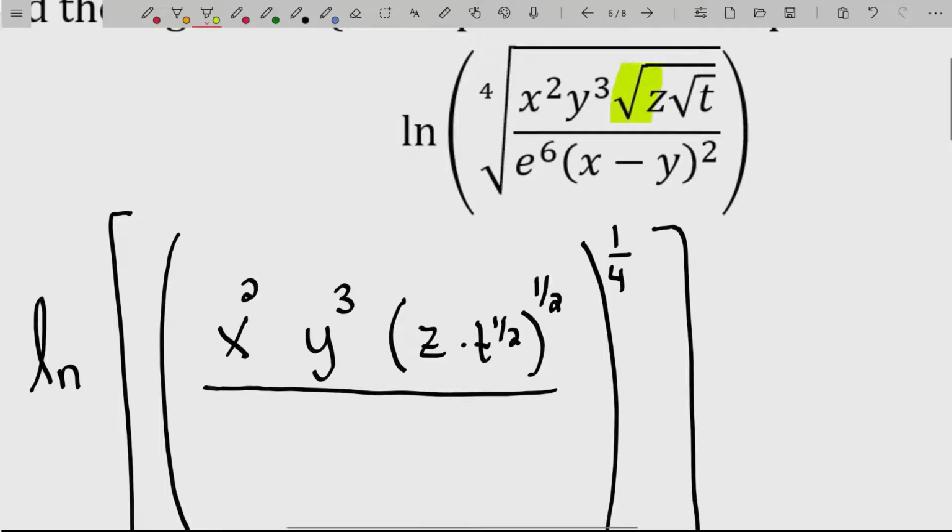So we have a square root on a picture. Square roots are half powers. So that's actually the half power of z times the square root of t. That's exactly what we have here. Half power of z times the square root of t. But the square root of t is also a half power. It's just a half power on t. That's what we have right there. That's what I meant to say.